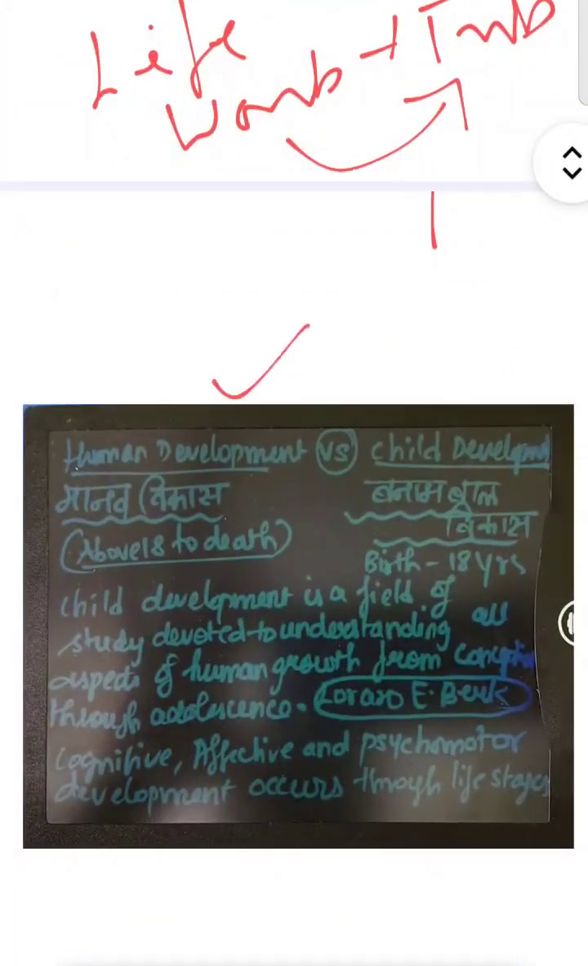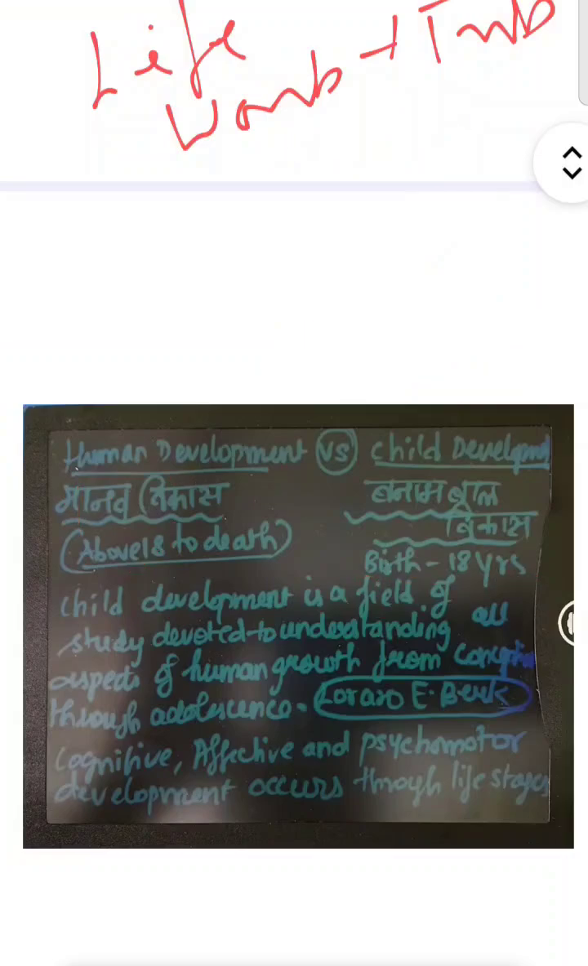So, human development versus child development, there is a bit of difference in both. Human development is from above 18 years to death, whereas child development starts from conception to 18 years, so till the adolescent period. Above 18 there is young adult to adult, then senescent stage, and after that death happens. Child development is a field of study devoted to the understanding of all aspects of human growth from conception through adolescence. So till the adolescent stage, what kind of changes take place in the human.